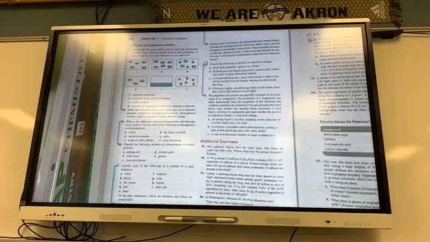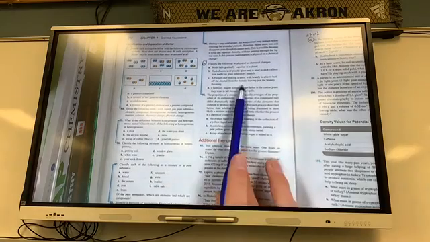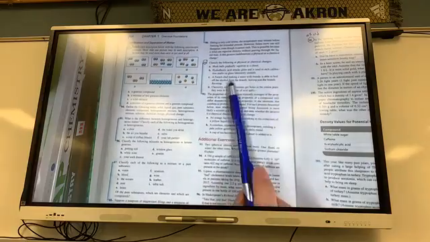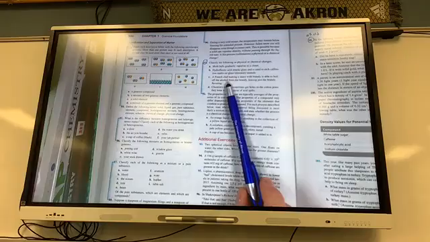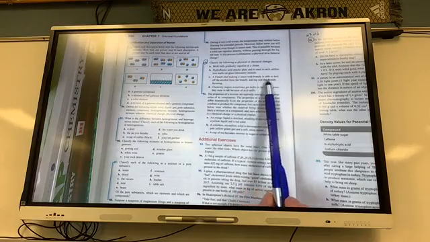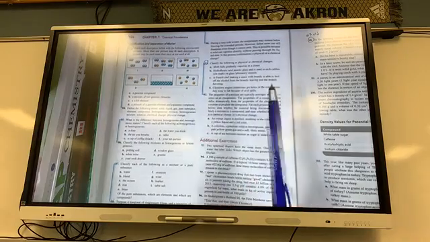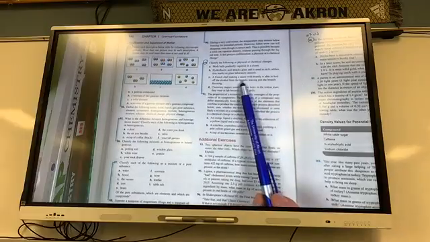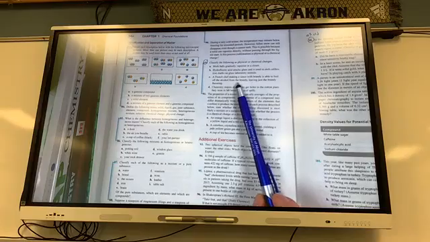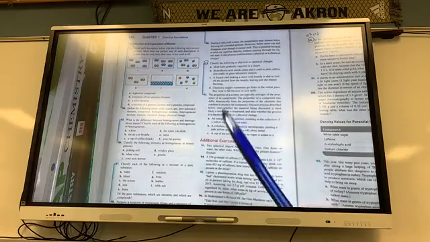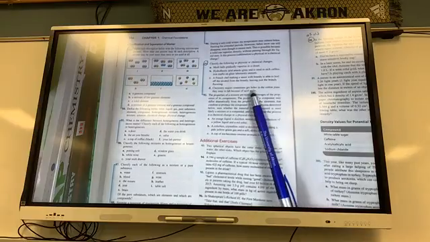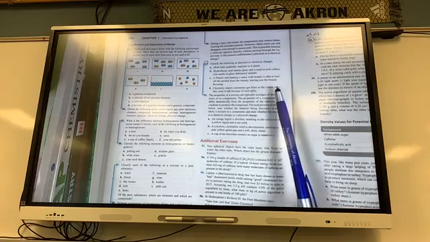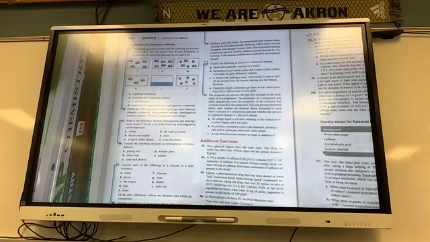C, a French chef making a sauce with brandy is able to boil off the alcohol from the brandy. Physical or chemical change? Physical, boiling. It's just going from a liquid to a gas. D, chem majors sometimes get holes in the cotton jeans they wear to lab because of acid spills. Chemical or physical? Chemical. That was 91.